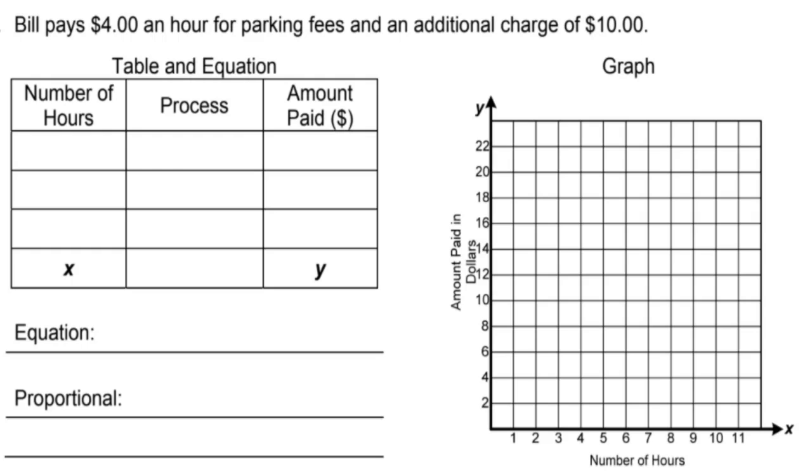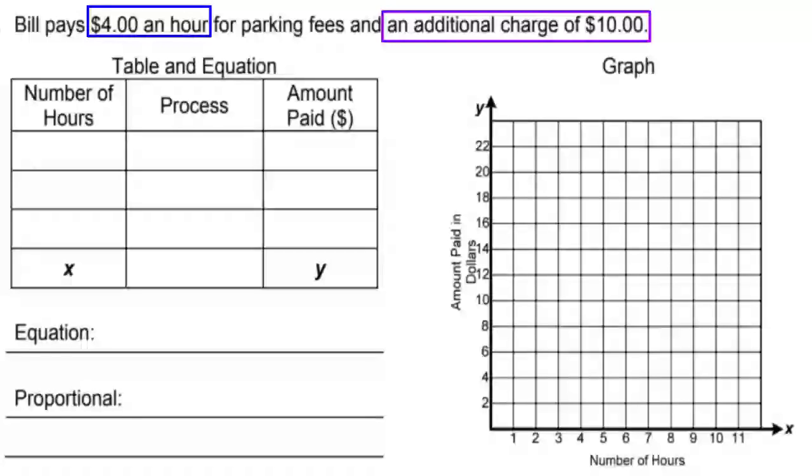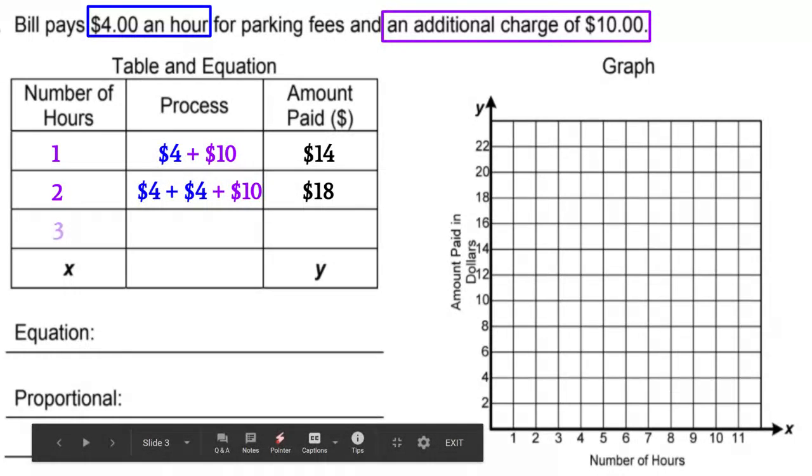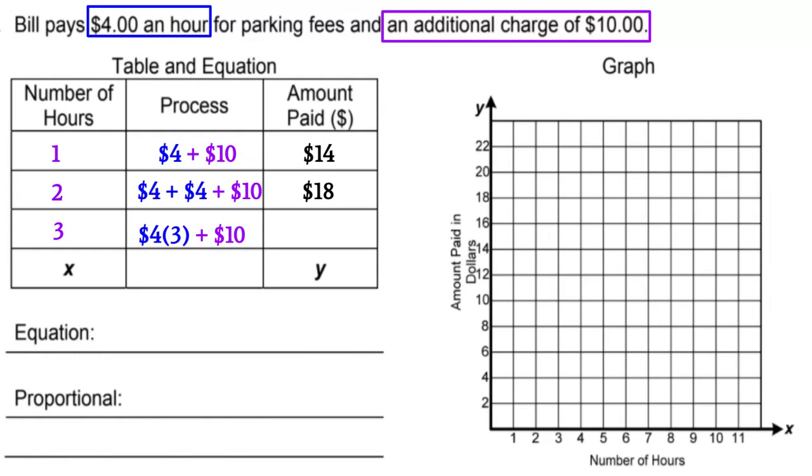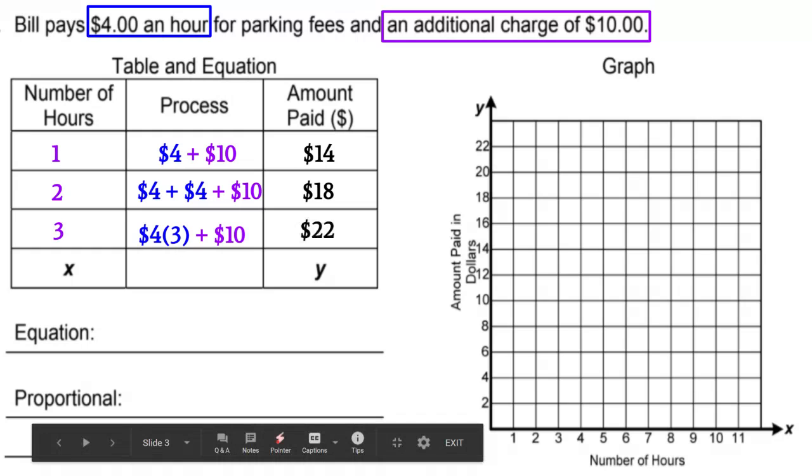In my second example, Bill pays $4 an hour for parking fees and an additional charge of $10. Here I see that it's $4 an hour for parking, but I have to pay an additional charge of $10. So in 1 hour, I have to pay the $4 for parking plus the $10, which means I'm actually paying $14. In 2 hours of parking, I have to pay $8 parking fee plus that $10, which means I'm paying $18. So each time I'm going to take the $4 times the number of hours parked, in this case 3 hours, plus the 10, and it gives me $22.